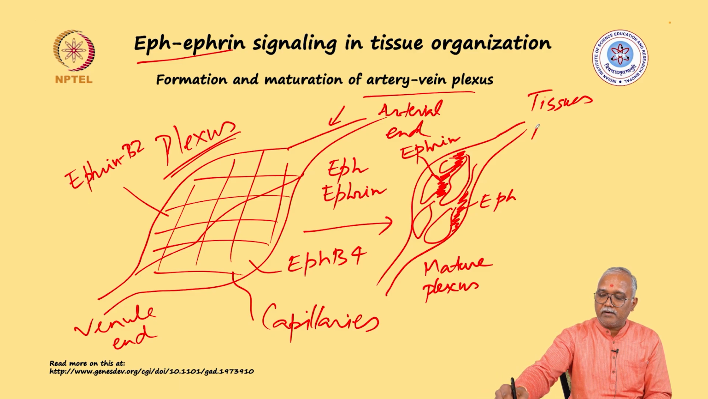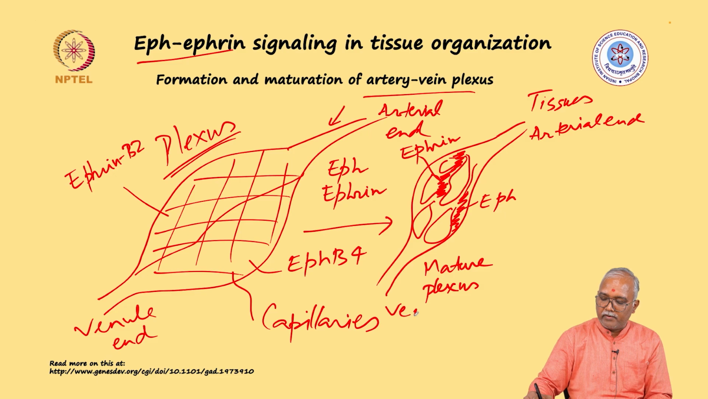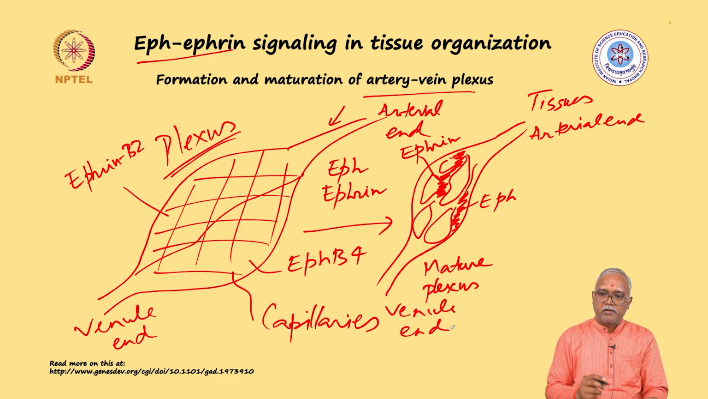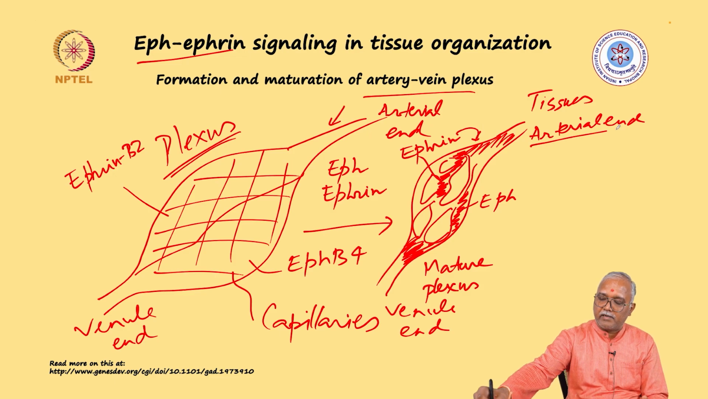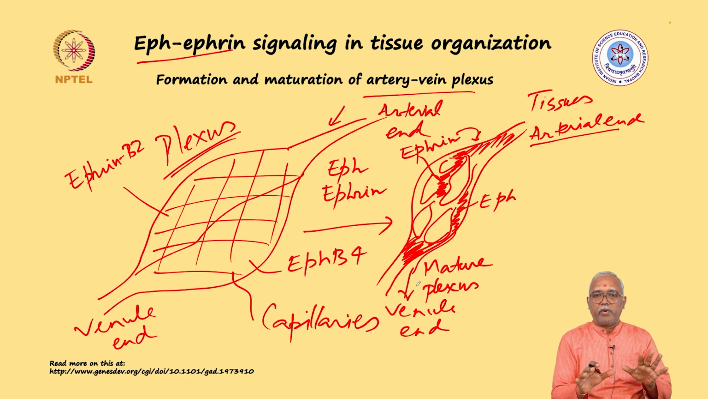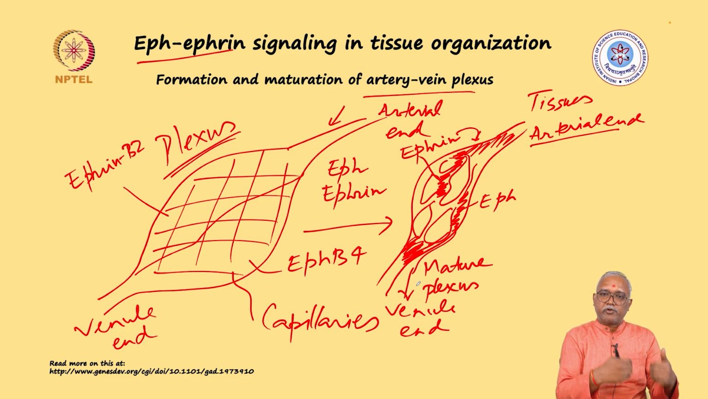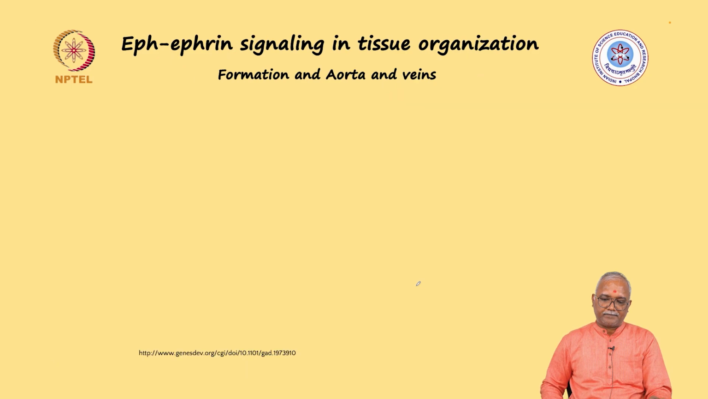defining the arterial end and the venule end. So this is where we see how EPH-Ephrin signaling is playing a very important role in defining that this is your Ephrin containing arterial end and EPH containing venule end, right? So we saw how in many different ways EPH-Ephrin signaling is playing a critical role in ensuring tissue patterning, tissue maturation, differentiation and organization and boundary formation.